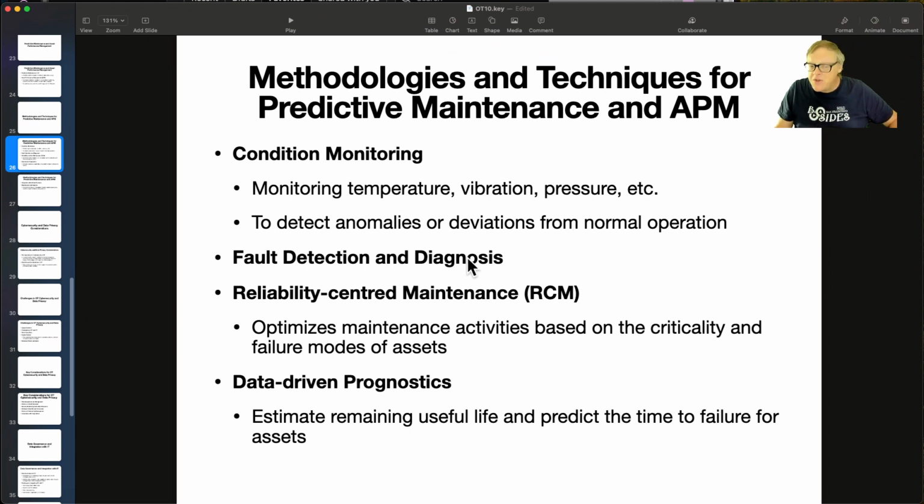Anyway, so predictive maintenance in APM, you can do monitoring your conditions to detect deviations from normal operations, hopefully detect when things do fail. You can optimize maintenance activities based on the criticality and failure mode of assets, which makes sense. You would carefully check and maintain the devices that are most critical or most likely to fail, and then you can try to predict the remaining useful life and predict the time for failure.